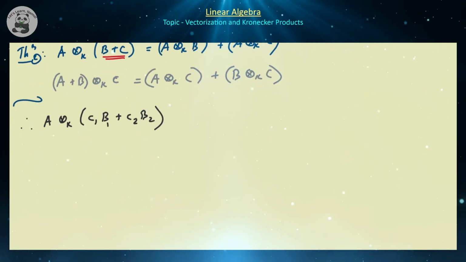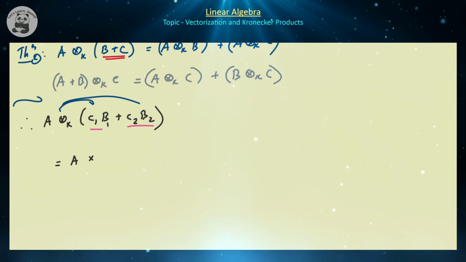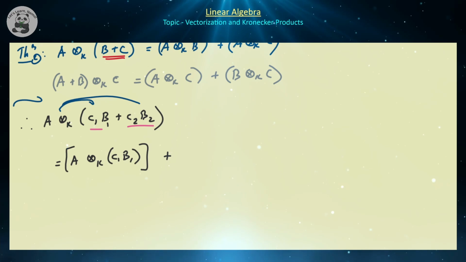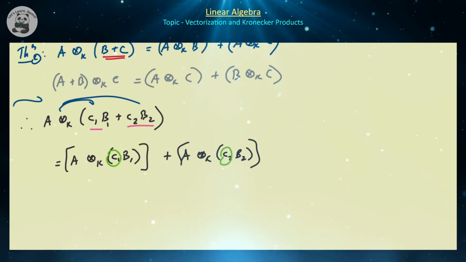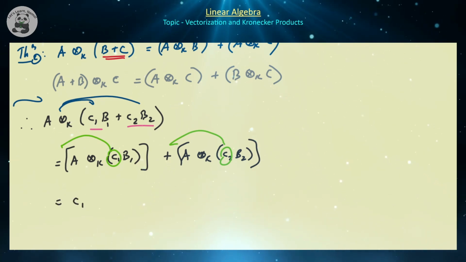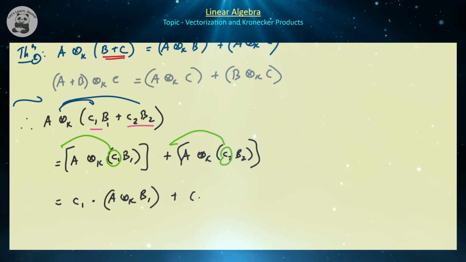So obviously C1B1 and C2B2 are just matrices, so we can distribute this Kronecker product over that sum. So this is going to be equal to A Kronecker product with C1B1, and then plus A Kronecker product with C2B2. And we know that constants can sort of factor outside of the Kronecker product. So this is going to be equal to C1 times the Kronecker product of A with B1, and then plus C2 times A, the Kronecker product with B2, right?